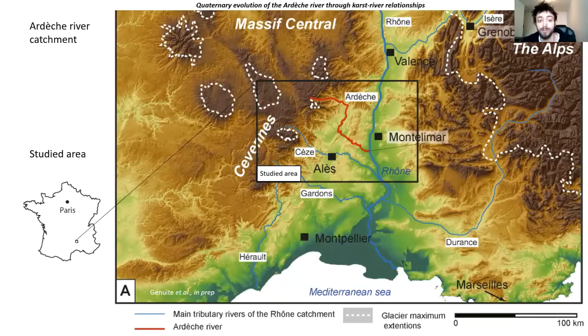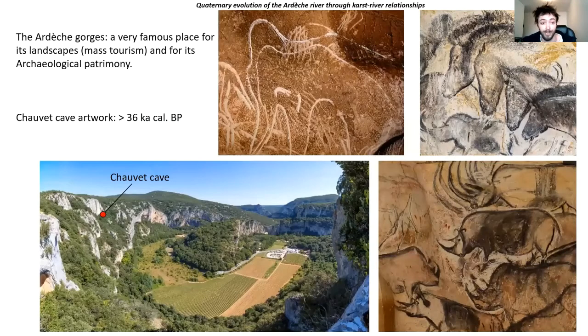This Ardèche River is also very famous because inside you can find a lot of archaeological sites, such as the Chauvet Cave, whose artwork was dated back to 36,000 years ago with radiocarbon, which means it's one of the most ancient and best conserved parietal artworks in the world today.